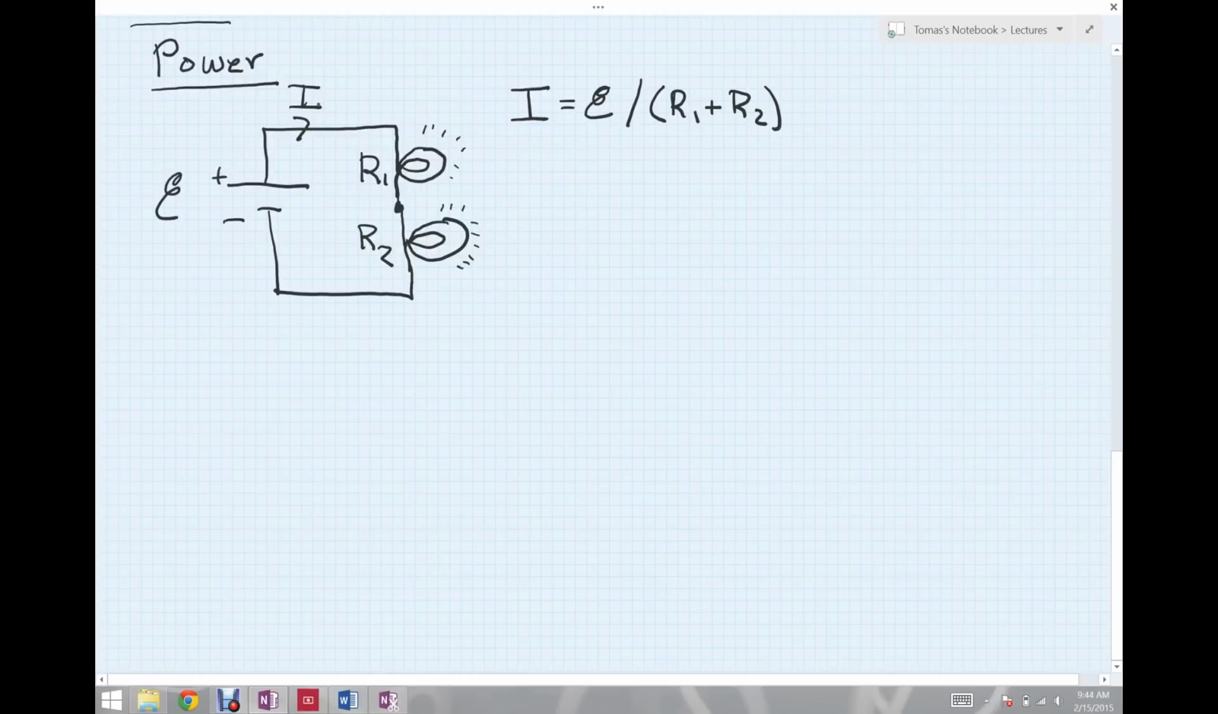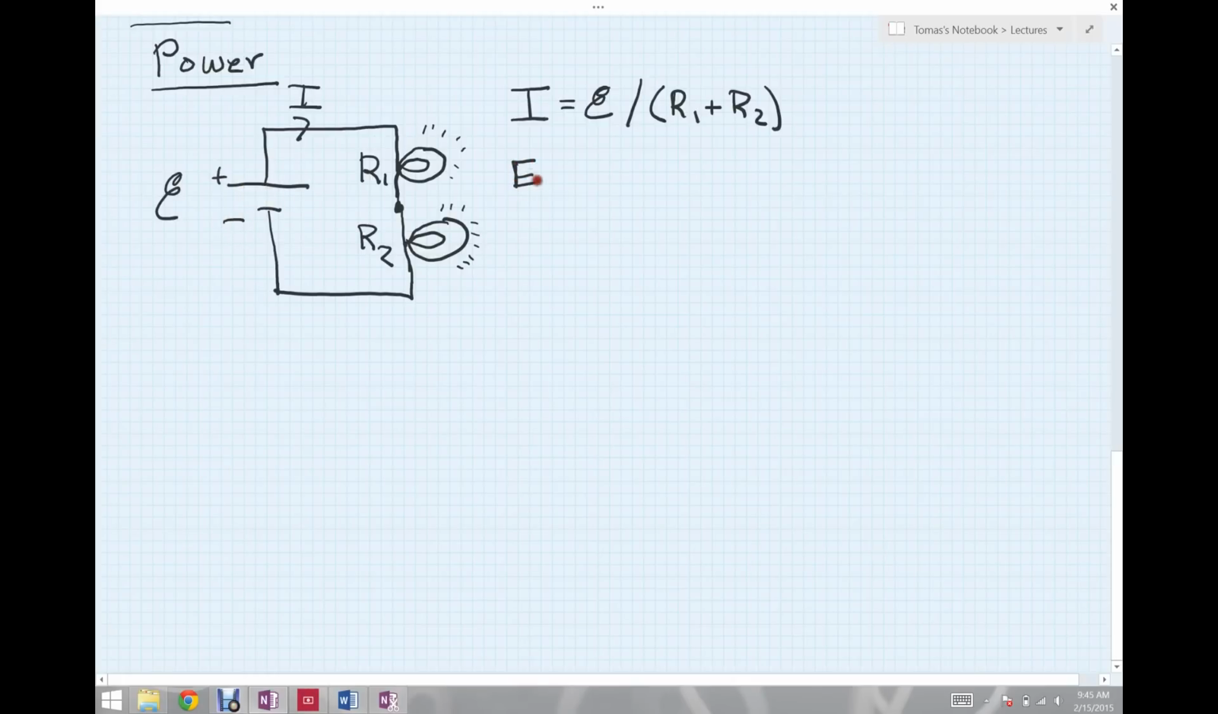What I want to begin to do, though, is to think about this now in terms of energy. After all, we have light coming out of this system. We know that energy must be coming from somewhere. And ultimately, of course, that energy is coming from the chemical reactions which are occurring in the battery. So what I'd like to do is to consider how much energy is actually involved in that battery. So let's think about energy in batteries.